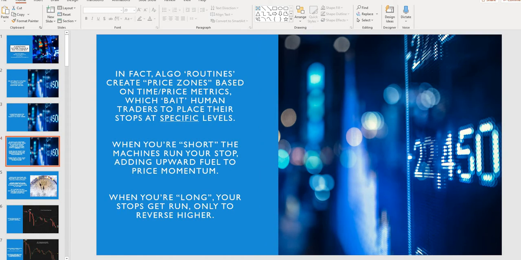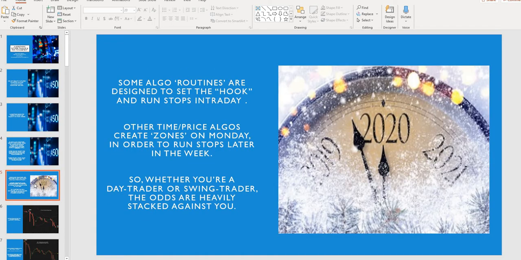So what the algos will do is they'll create price zones. Human traders, if they're short, they'll put their stops above those price zones. If you're long, you'll put your stops below those price zones. The algos are designed to create little hooks, run those stops, and then the move happens, and then you're chasing it. So understand, first and foremost, that time is the most important part of the equation.